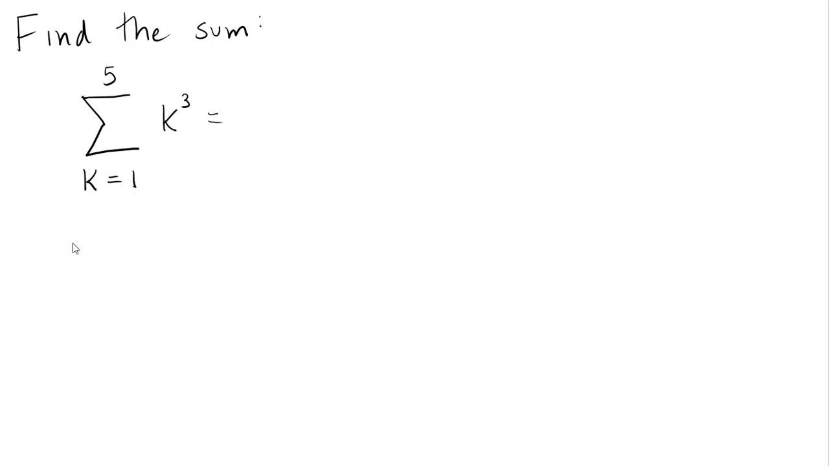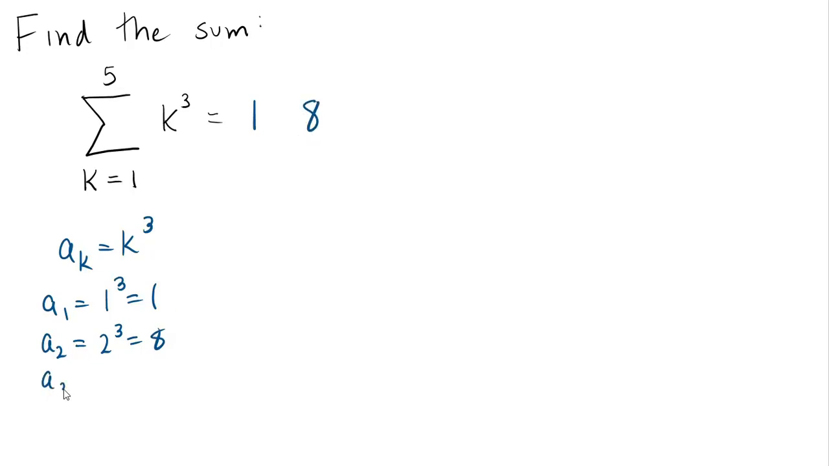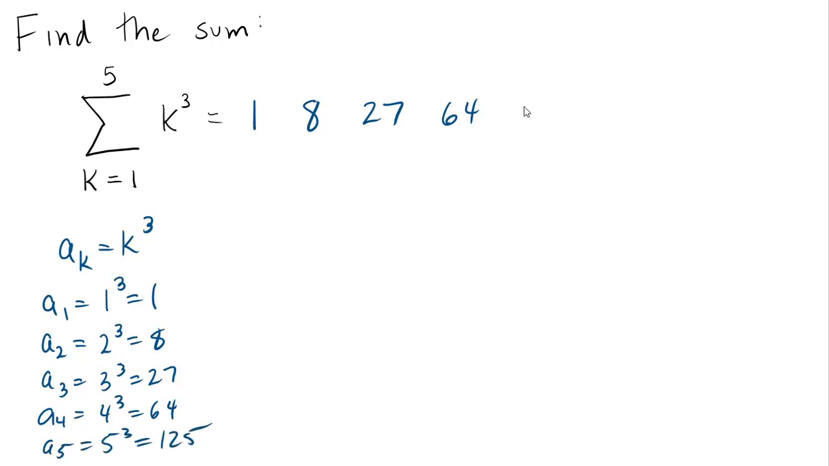The formula for our sequence is a sub k equals k cubed. We're going to start with the first term of that sequence, a sub 1, which would be 1 cubed, which is 1. So we're starting with 1. Then we go to the second term, a sub 2, 2 cubed, which is 8. Then we generate the third term, 3 cubed, which is 27. The fourth term, 4 cubed, which is 64. And then the fifth term, 5 cubed, which is 125. And that's the last term.